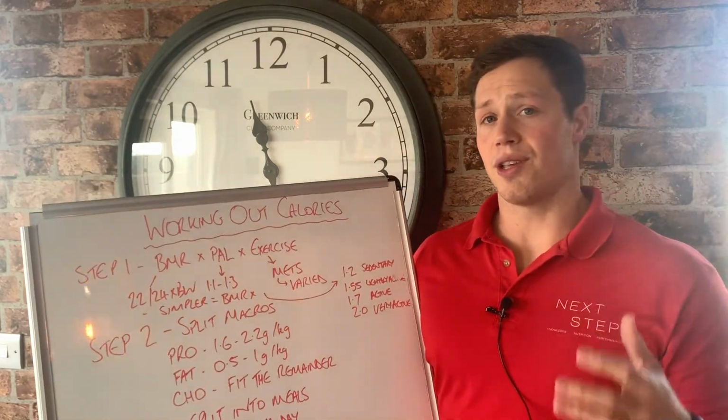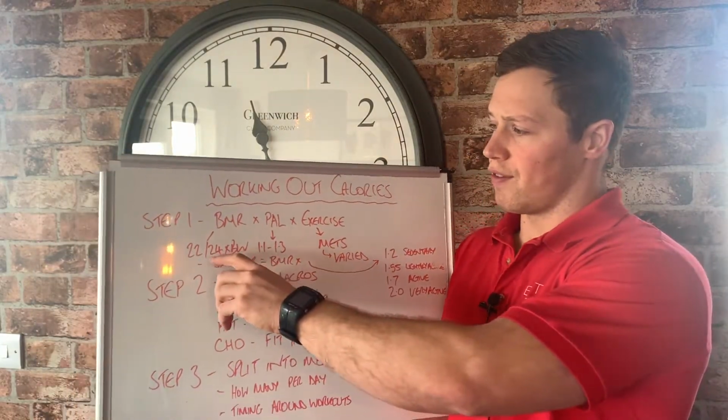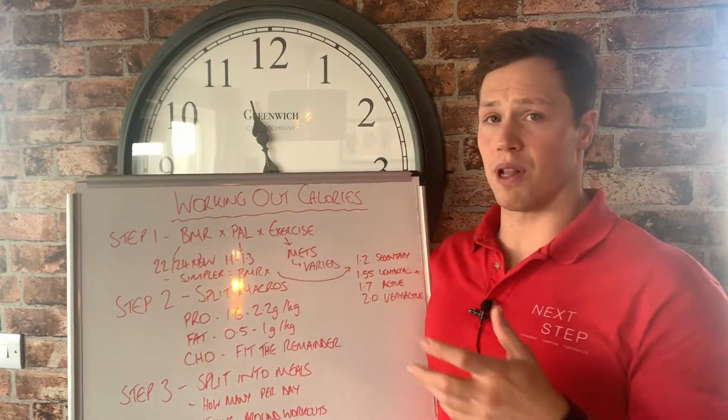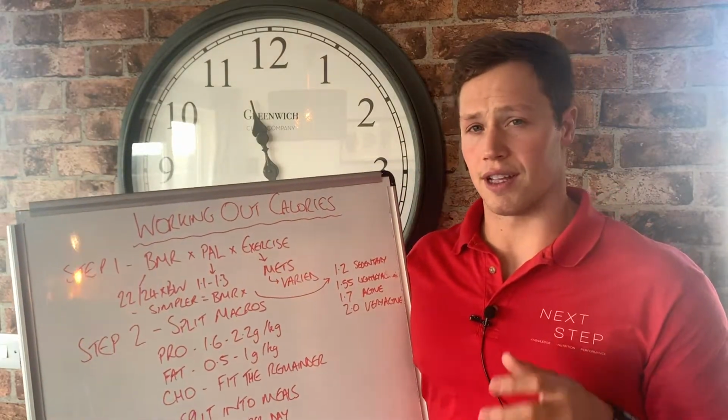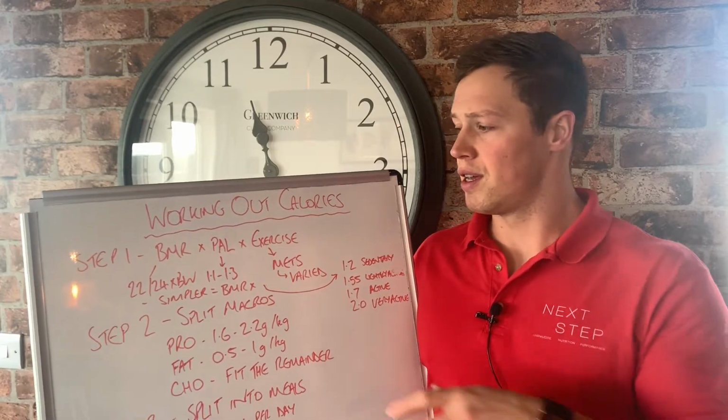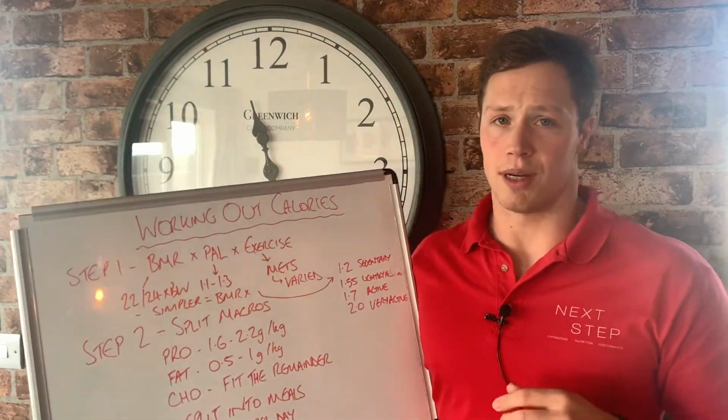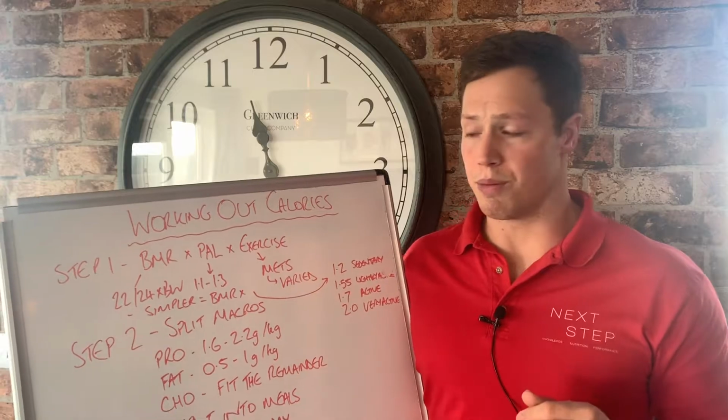For a much simpler way, if you are a woman, you can multiply your body weight by 22, and that's going to give you an approximate BMR. If you're a guy, 24 times body weight. That's going to give you an approximate BMR.